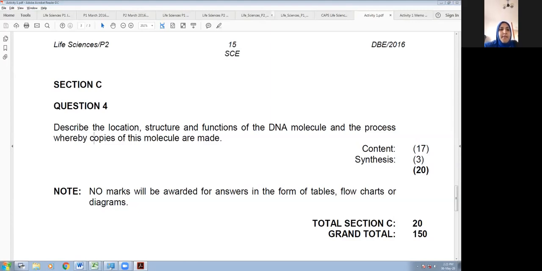Kopano, right? So you said the location of the DNA, the structure of the DNA, the functions of the DNA, and then here's the last part, and the process whereby it makes copies. So you can have 4 subheadings. It's not compulsory for you to have subheadings, but I suggest that you do because it makes sure that you answer all aspects of the question. Make sure that you also stick to the question that was asked, and that you don't go off topic.